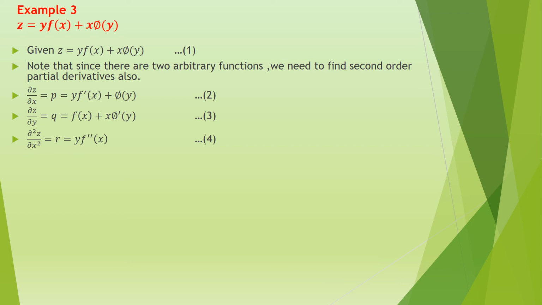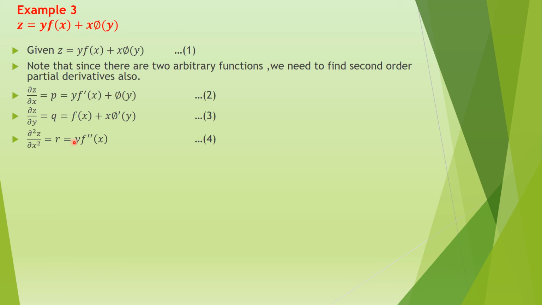We'll find the second order derivative. So dou z by dou x, that is equation number 2, we again differentiate with respect to x, so that we will get the dou square z by dou x square. So dou square z by dou x square, it is just enough to differentiate equation number 2 partially with respect to x. So we denote it as r.